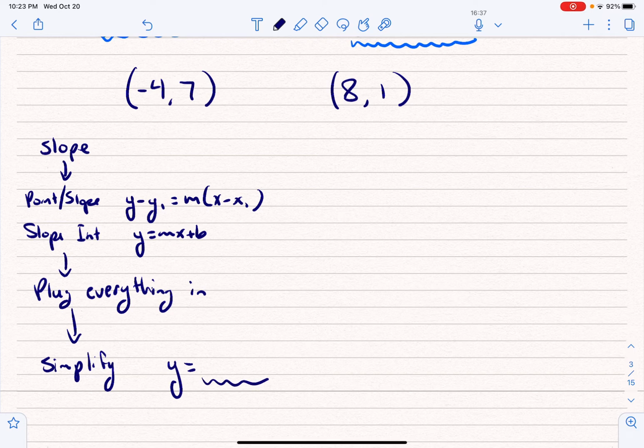Okay, we're going to pause the video right here. I'm going to give you about 3 minutes or so. I want you to find the slope of the line that passes through those 2 points. Use one of these 2 methods, then plug everything in and simplify, make it say y equals, so you have a nice simple equation. Okay, we'll pause the video right now. Ready, set, go.